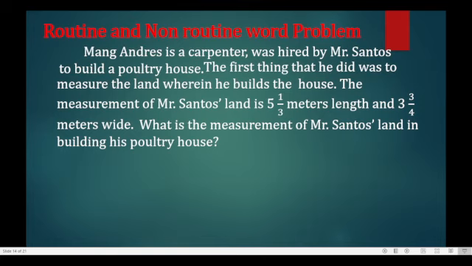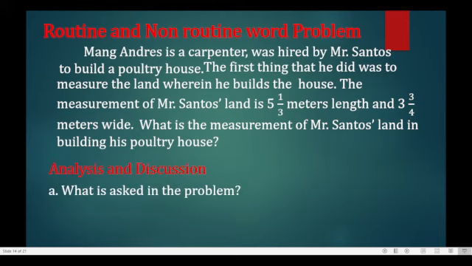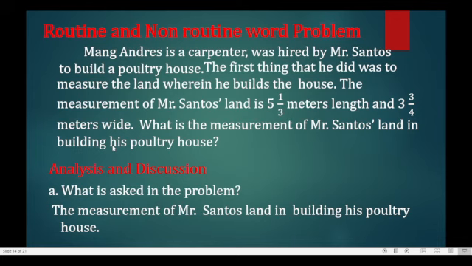Let us analyze. So, what is asked in the problem? Okay, in answering the question, you don't need to copy the question in the problem. When we say what is asked in the problem, you don't need to answer it as what is the measurement of the land. It was already asked in analysis question number 1. So therefore, your answer must be in declarative form. So that is the measurement of Mr. Santos' land in building his poultry house.